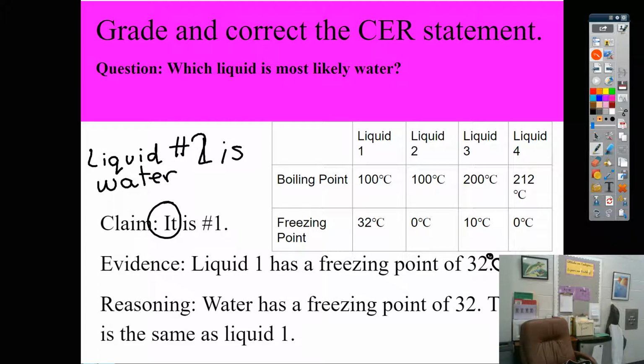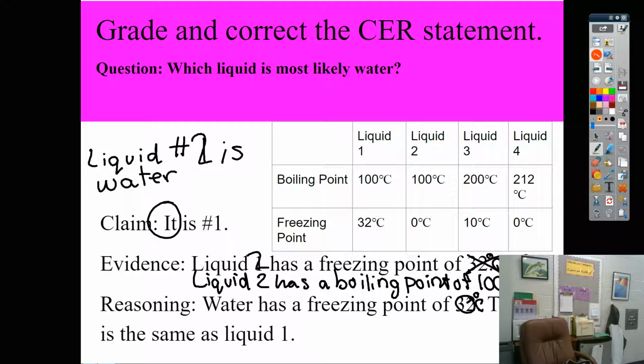So we could say liquid two has a freezing point of 0 degrees Celsius. Is there any other evidence we could use? Yes, we could say liquid two has a boiling point of 100 degrees Celsius. Does anybody know what the boiling point of water is in Fahrenheit? 212. So now our reasoning: water has a freezing point of 0 degrees Celsius, which matches the freezing point of liquid number two, right? And could we also say that water has a boiling point of 100 degrees Celsius, which matches the boiling point of liquid number two?